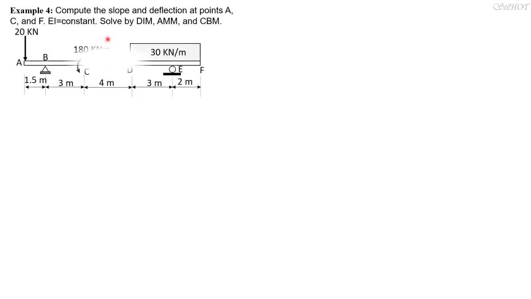Hi everyone. Today I'm going to present the solution to example 4 by double integration method computing deflection and slopes. So compute the slope and deflection at points A, C, and F. EI is constant. So solve by double integration. So first, let's look at the figure.